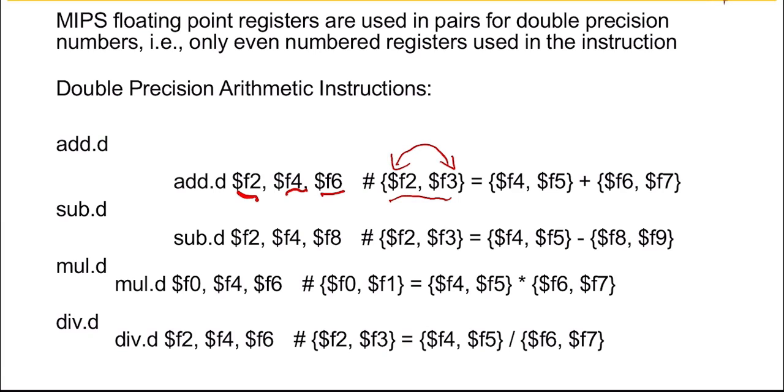So in double precision, you only use evenly spaced registers. You cannot use f2, then f3, f4, because the answer may not fit into just f2. So when you use f2, you need to leave f3, then you do f4 and f6, knowing that f4 may occupy f4 and f5, and f6 may occupy f6 and f7. Same with all the other instructions.